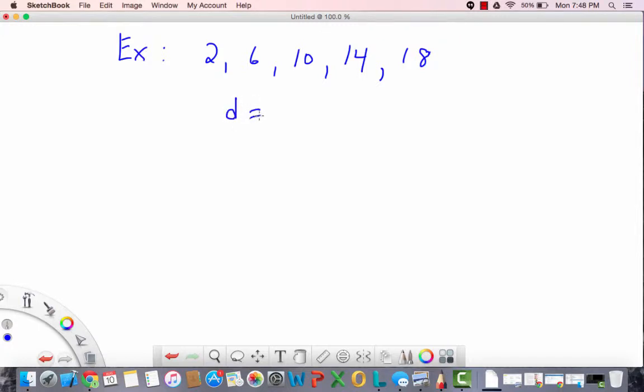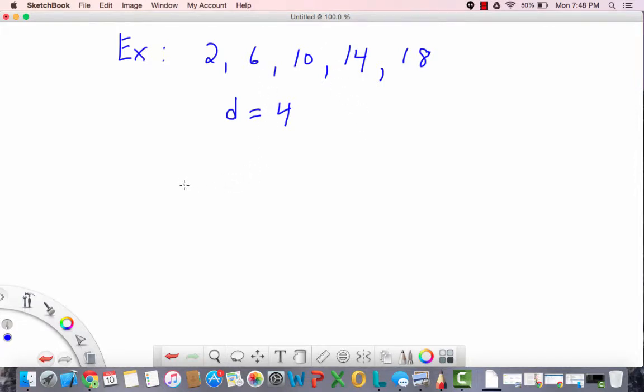So D equals 4. And it's important to note that if you take any term and you subtract the previous term, you're going to get D, as long as it's arithmetic. 6 minus 2 is 4. 10 minus 6 is 4, etc.